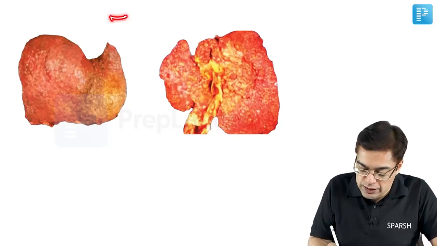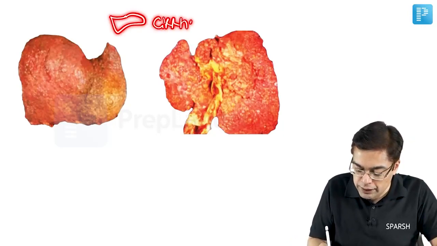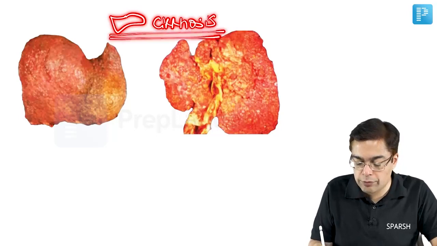The next important image is suggestive of the fact that there is replacement of the hepatic tissue with fibrotic bands, and that is given the name of liver cirrhosis.